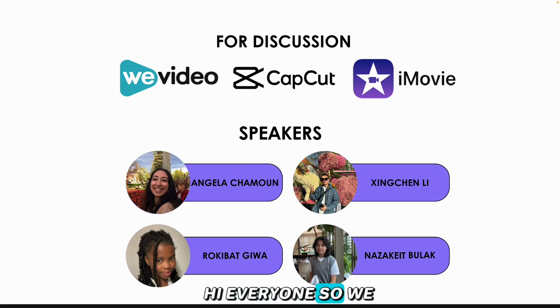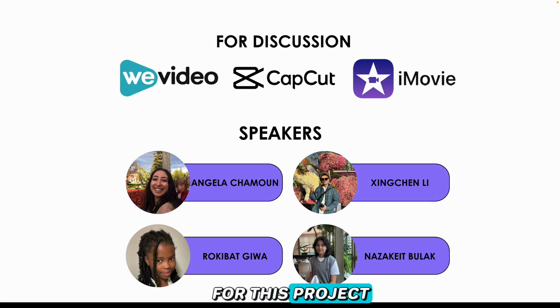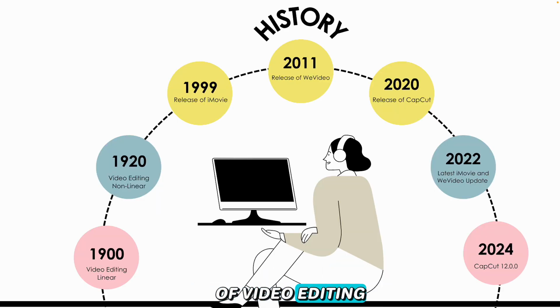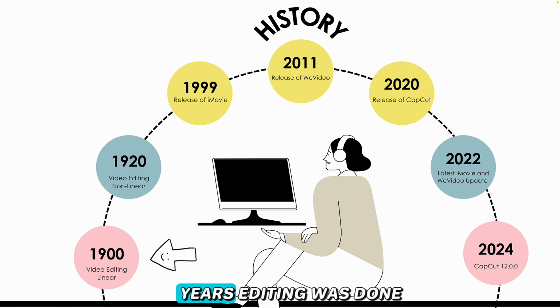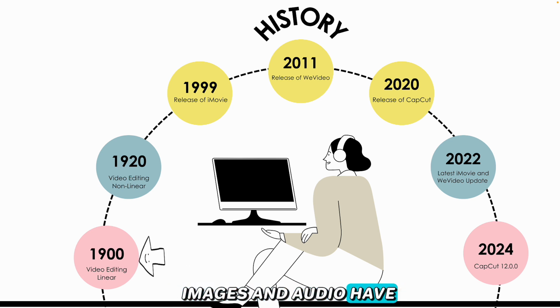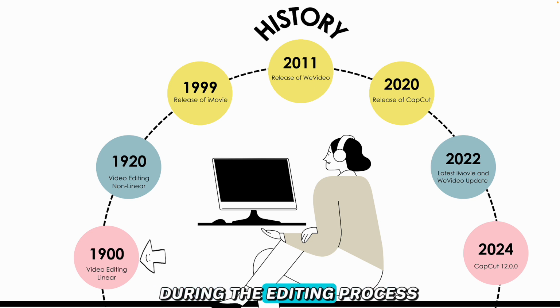Hi everyone! So we are assigned video editing for this project, and the softwares that we will be comparing are WeVideo, CapCut, and iMovie. To get into the history of video editing, the progression can be traced back to the early 1900s. For the first 80 plus years, editing was done using a linear method, which is basically when images and audio have to be arranged in chronological order during the editing process.